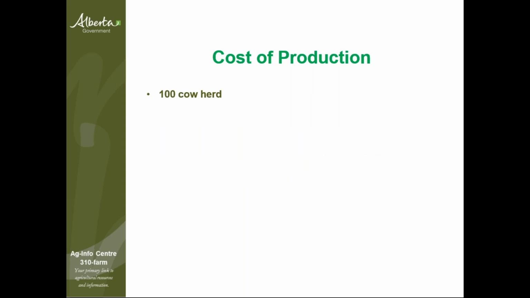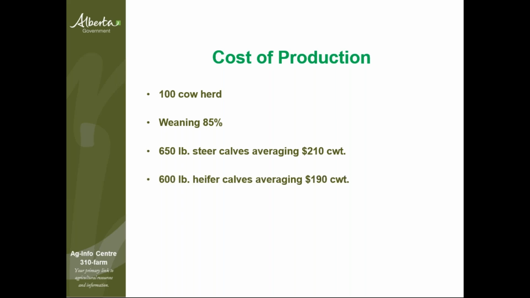I took those rations and put them into our Rancher's Return program. As an example, I used a 100 head cow herd, weaning about 85%. I think with some of the stressors in terms of feeding in the winter that we had, February being kind of cold, that might be a little on the high side, but I think it's fairly conservative. I took some 650 pound steer calves averaging $210 a hundredweight, and about 600 pound heifer calves averaging $190 a hundredweight.